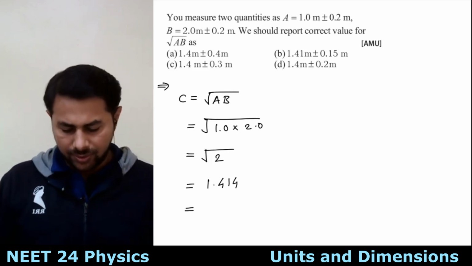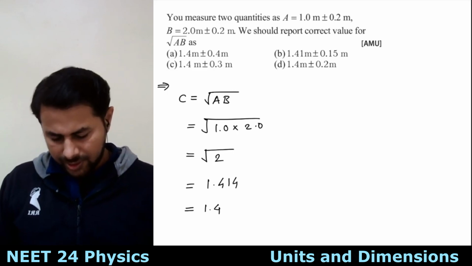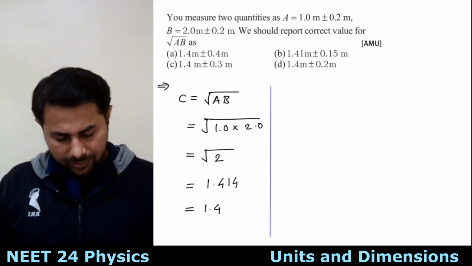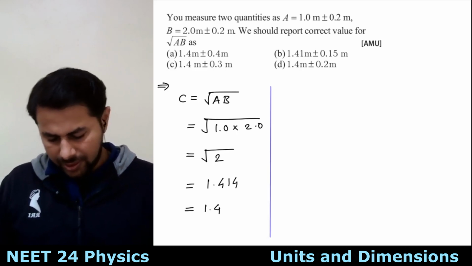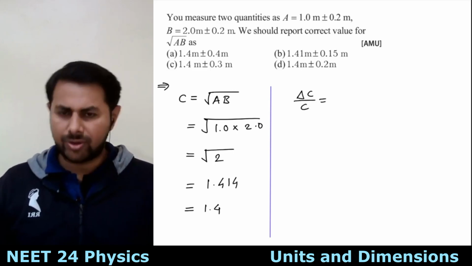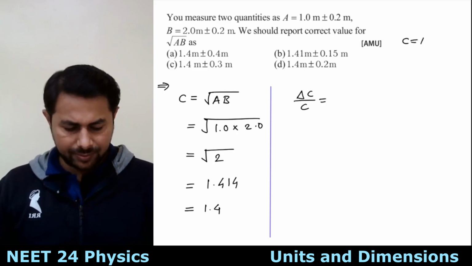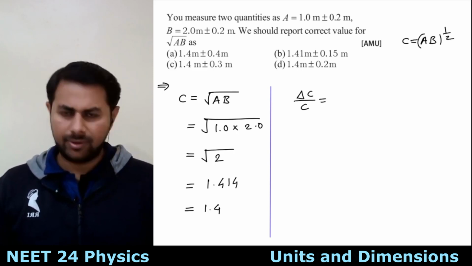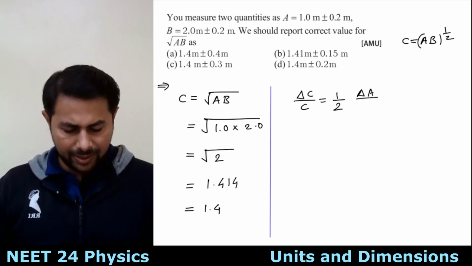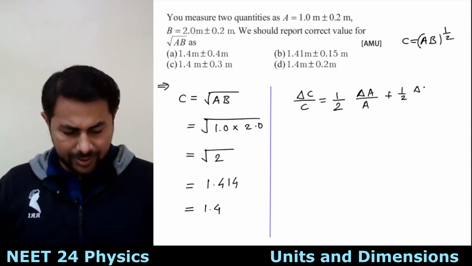Okay, so you should round it up to what? 1.4, right? But that is one part only. And then you have delta C by C, because you are multiplying. Okay, this is equal to, C is equal to what? It's AB raised to half, square root, right? So it will be equal to half of delta A by A plus half of delta B by B.